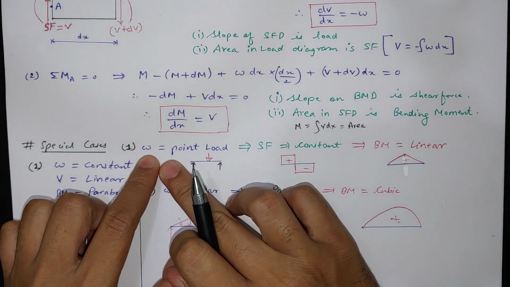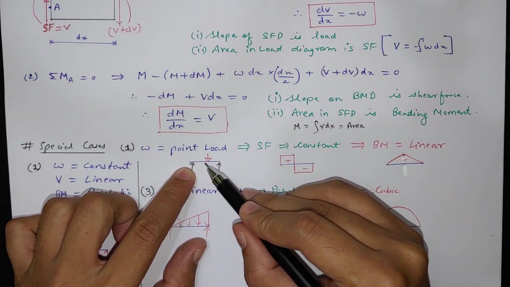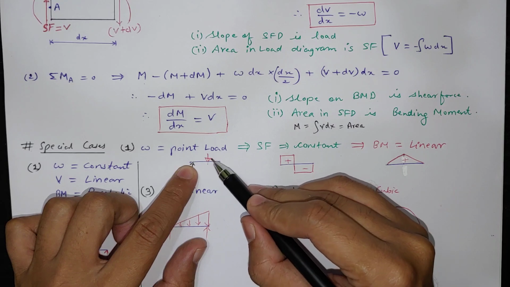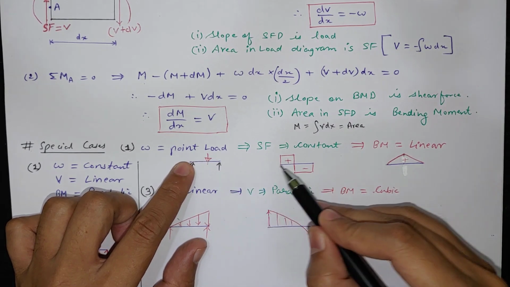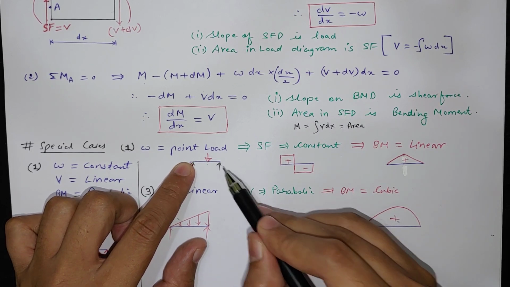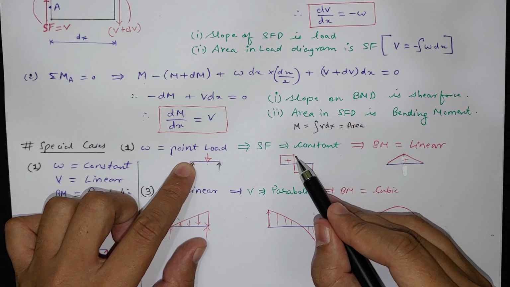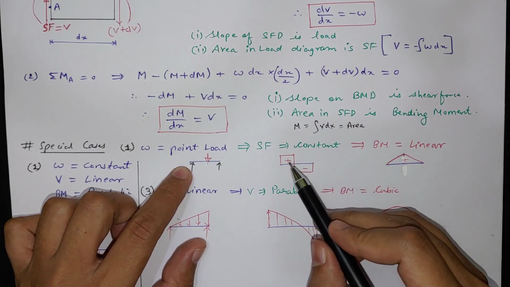First case is when there is a point load. So you see here two supports and one point load. If there is a point load, that means shear force will be constant. At each and every point the shear force will be constant. So on this side it will be positive, on the other side it will be negative, but it will be constant because the load is acting here as a point load.